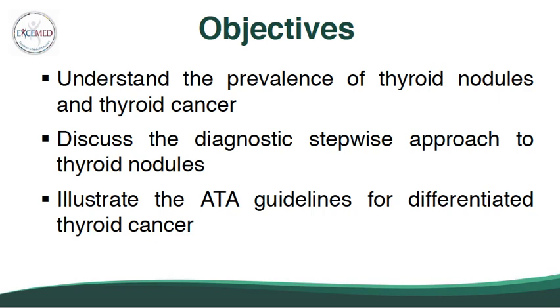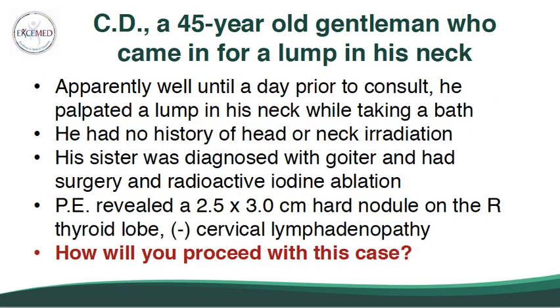Your differentiated thyroid cancer includes your papillary thyroid cancer, which is the most common thyroid cancer, followed by your follicular thyroid cancer. So this talk will not include medullary thyroid cancer and your very aggressive type of thyroid cancer, which is your anaplastic thyroid cancer. So first we start with a case.